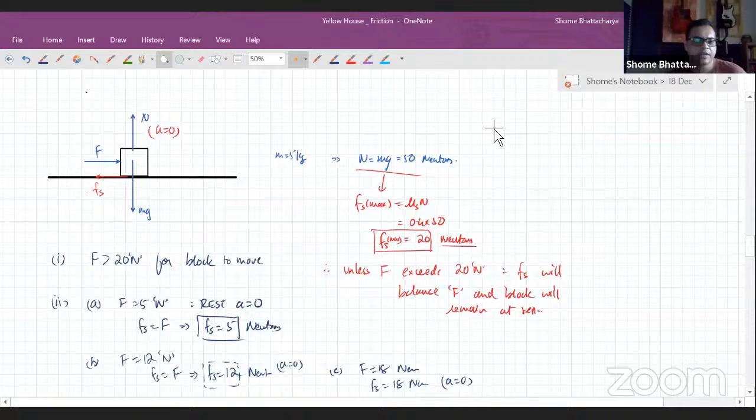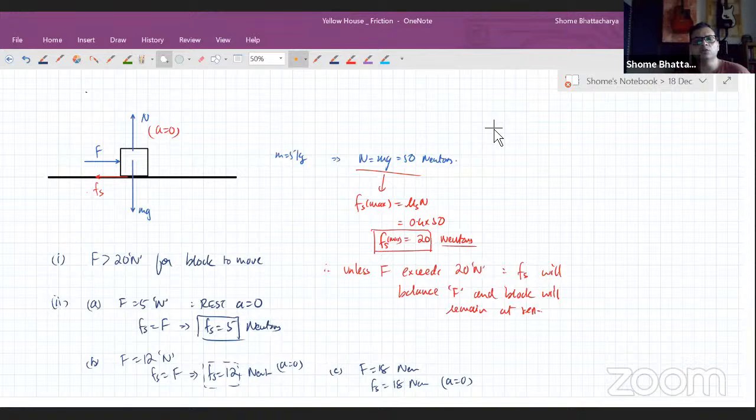So when I'm pushing with 5 newtons, how much friction will be acting from the floor? Exactly 5 newtons. Because see, Prince and Kushal, both of you, what is the job of friction? What is it trying to do? It's trying to prevent slipping. Right now I have applied 5 newtons of force from outside. So what does friction need to do to prevent slipping? It needs to counter it with a 5 newton force. So automatically it will apply 5 newtons.